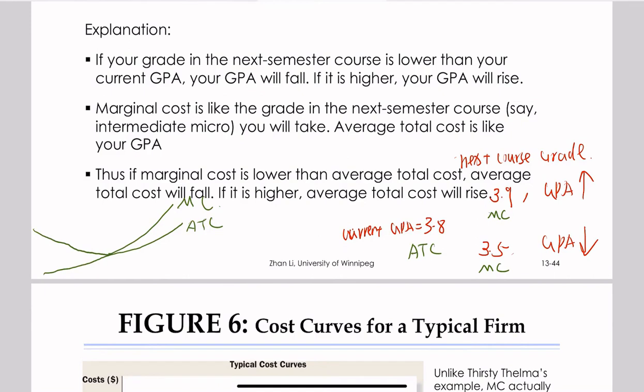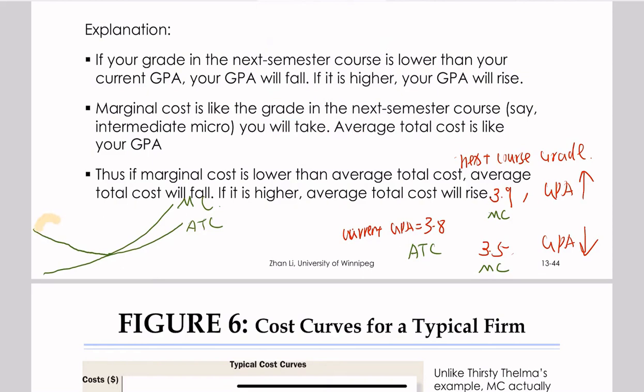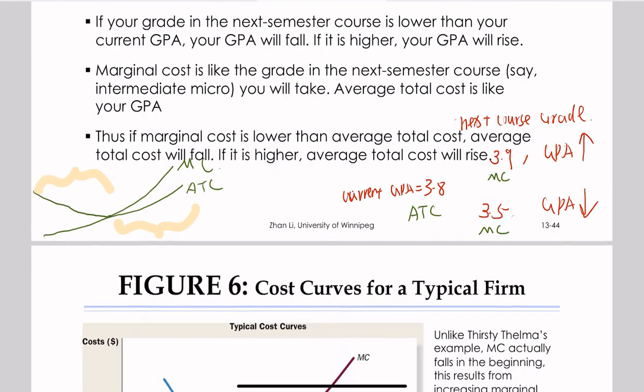Because again, you can see that for this section, right? You can see that marginal cost is smaller than average total cost, and the average total cost curve decreases. And in this section, marginal cost is larger than the average total cost. So in this case, average total cost increases. Right? Okay.